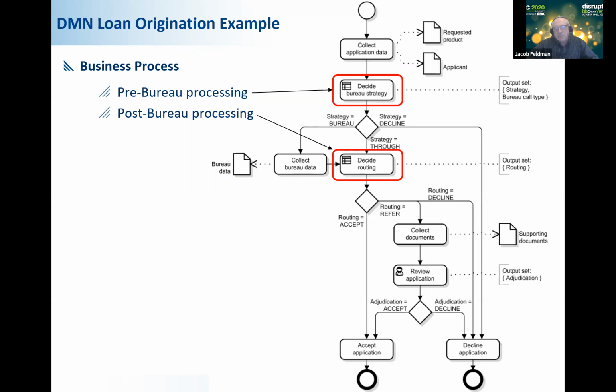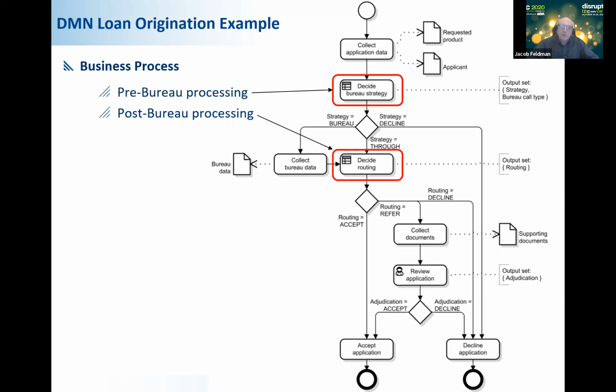bureau data, and for example, such data is the credit score. When we use this credit score, we can decide in more detail how to deal with this application, and we call this decide routing. Routing means where to route this application. If our new analysis with known credit data is decline, we will again decline, or maybe we will accept. So it could be accepted, or it could be referred to further analysis. So this is the general context of this example.